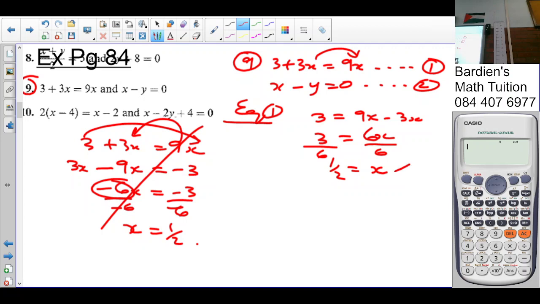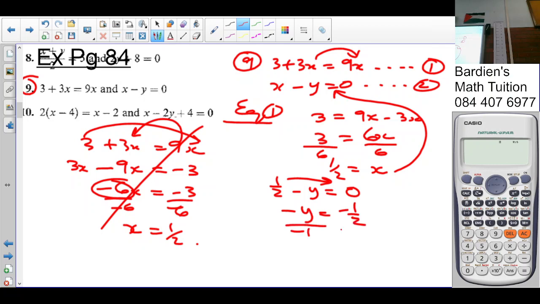So what do I do here now? You sub this back into equation 2. So we go half minus y is equal to 0. So what do I do now? Take half that side, yes. So minus y is equal to minus half. Divide by negative 1 both sides. So y is going to be 1 over 2.